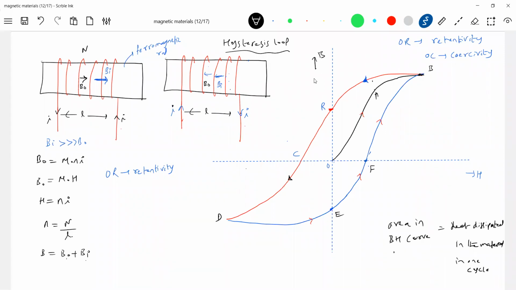So B lags H. That's why it is called hysteresis. Okay, now let's come to the domains at O. How will the domains be? I think I'll try to draw here only.